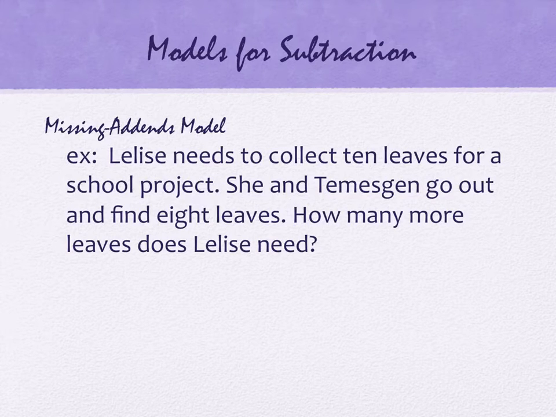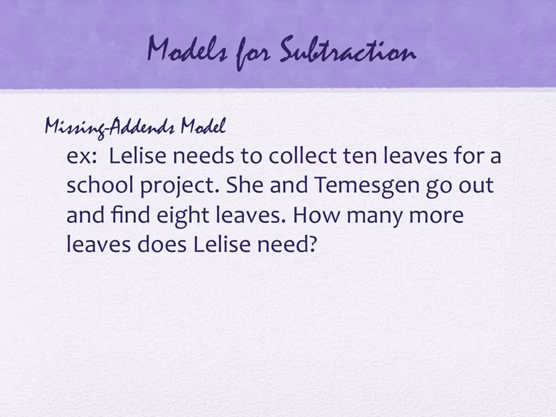Missing addends. This is different. Lilise needs to collect 10 leaves for a school project. She and Temesky go out and find 8 leaves. How many more leaves does she need? This is not takeaway. She never had 10, right? She's trying to get up to 10, but she doesn't actually have 10. This is not a takeaway model. This is missing addends. She's missing something she needs.